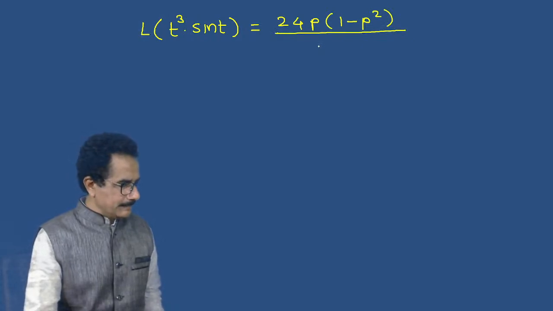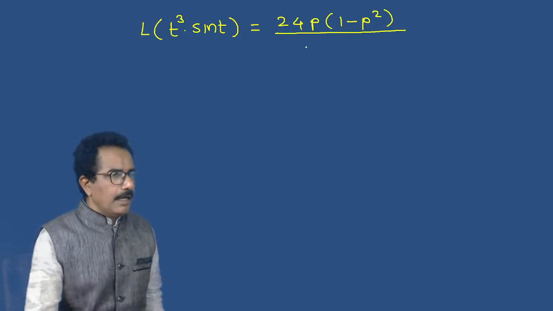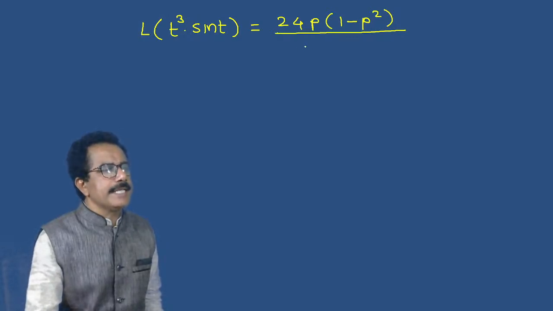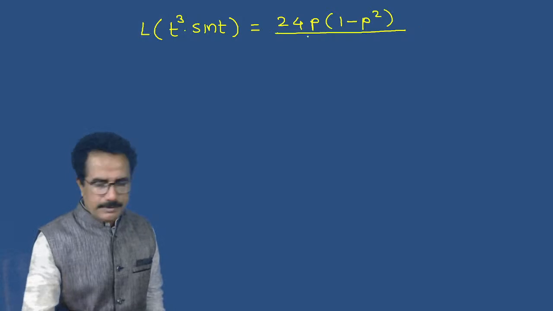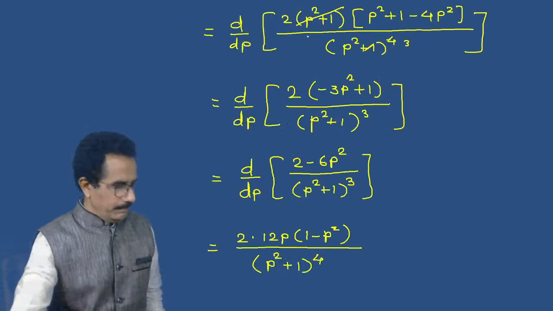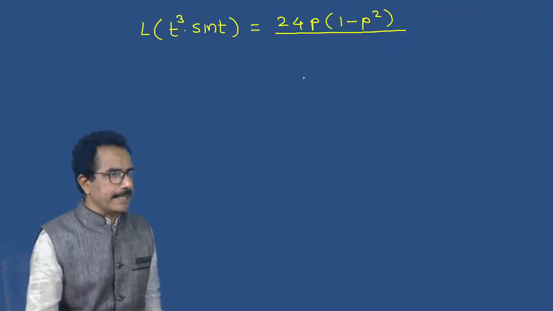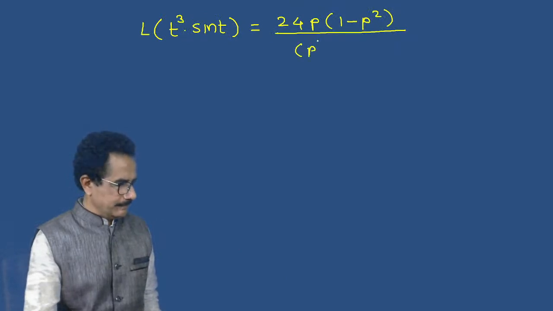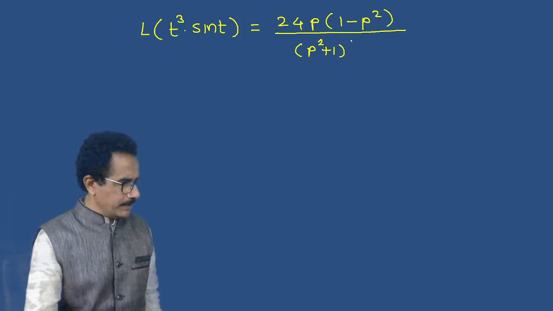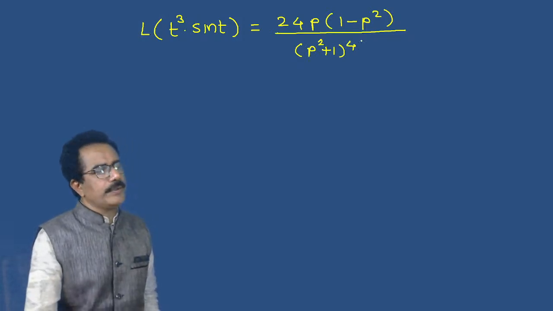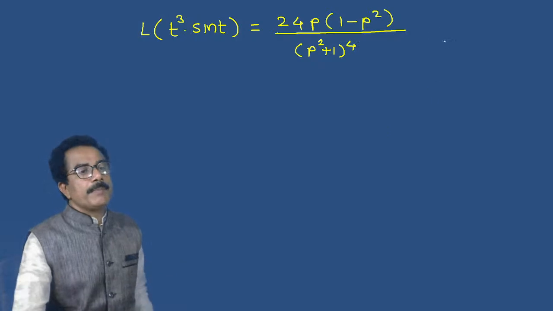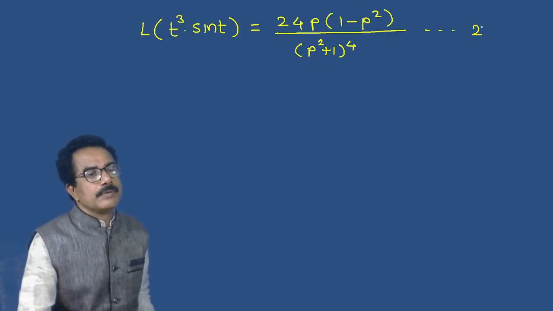1 minus p square. So we can write this as (p square plus 1) bracket raised to 4, (p square plus 1) bracket raised to 4. Now suppose this is equation number 2.